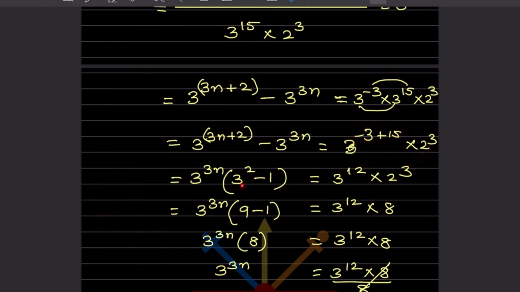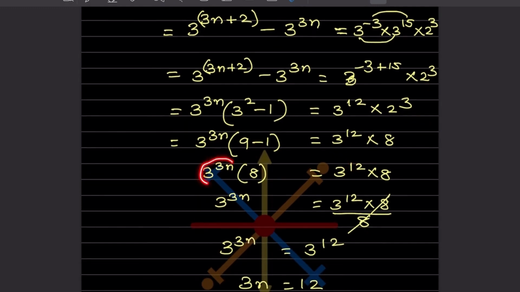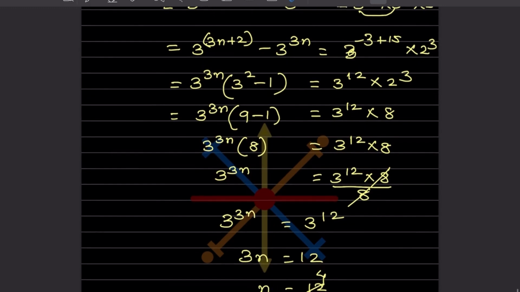So now 3 square is going to be 9, and all these things as it is. Now 2 cube will be 8. So 9 minus 1 is 8. Now first, we'll write here 3 raised to 3n on the side. This is actually multiplication. When you take it on the other side, it is going to go in the denominator. So 8 and 8 get cancelled. So here 3 raised to 3n, same here.